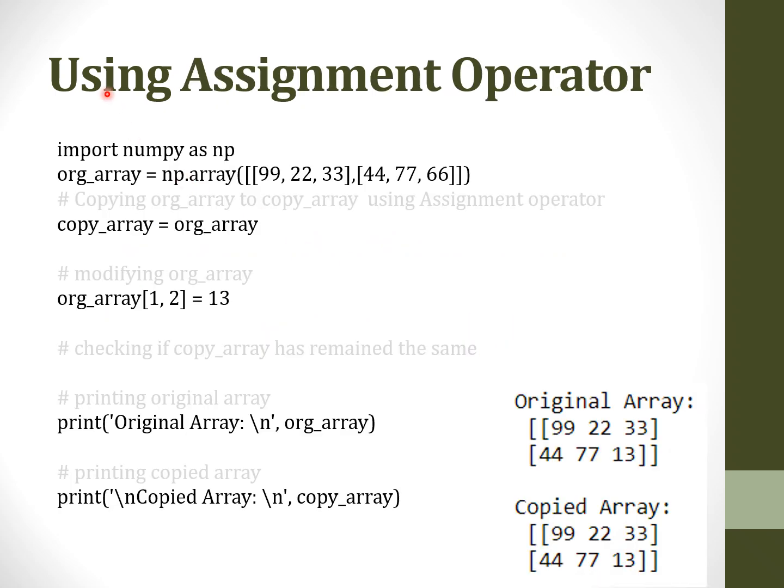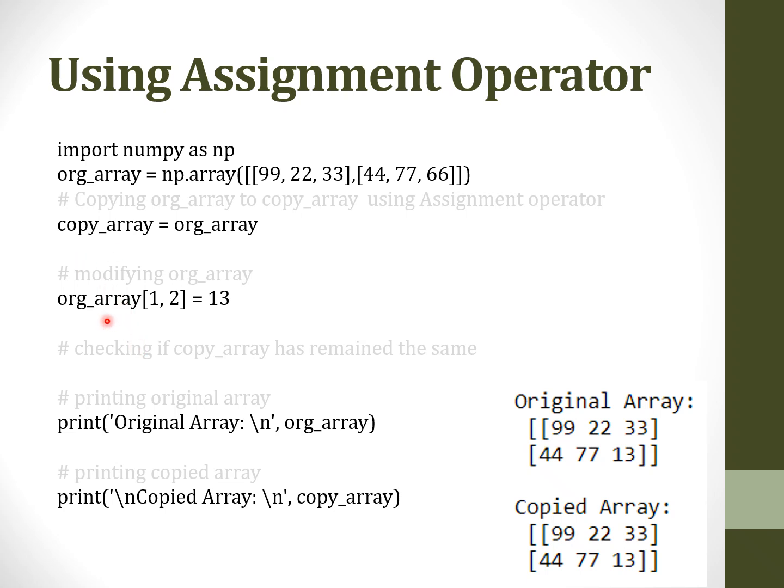The third method is by using an assignment operator. We'll see an example or code for this. We are importing the library, then defining an original array. These are the elements in the array. Then we are copying the array from the original array to the copy array. For this we are going to use the assignment operator, where equal to is the assignment operator. By doing so, all the elements from the original array will be copied to the copy array.